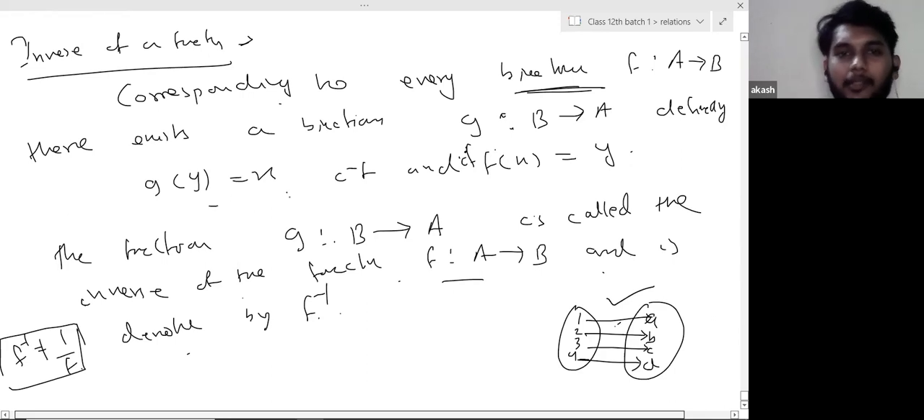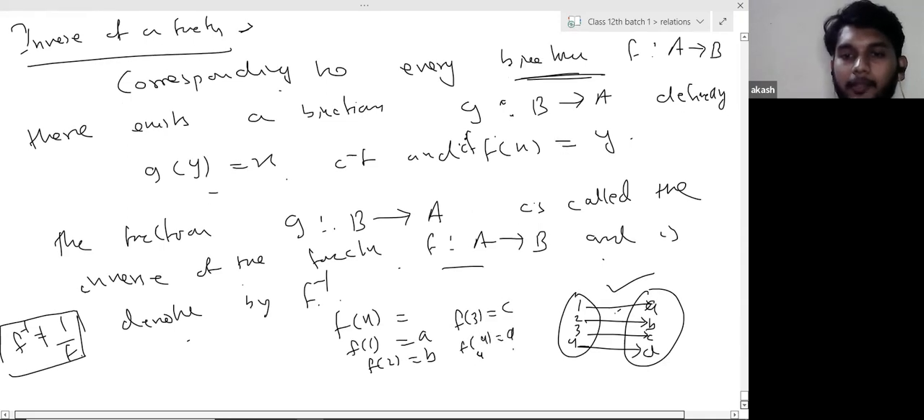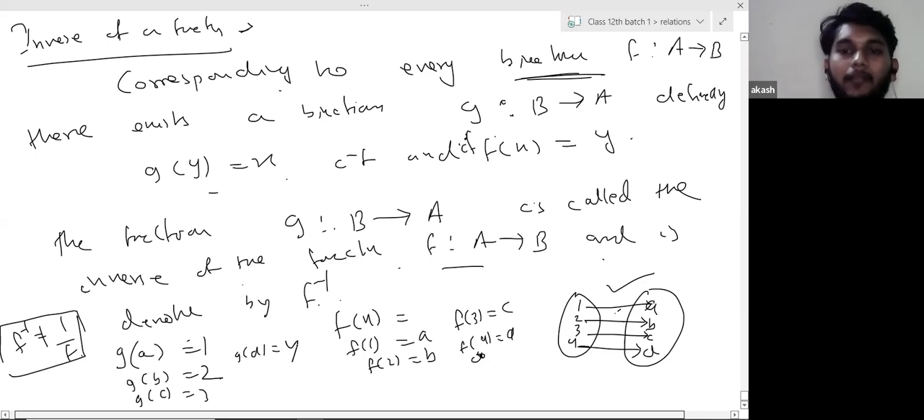This is a very lengthy definition, but nothing is complicated here. They are saying if you have a function f of x such that f of 1 gives you a, f of 2 gives you b, f of 3 gives you c, and f of 4 gives you d, this is the function. There will always be another function g where if you put a, you get 1; if you put b, you get 2; if you put c, you get 3; and if you put d, you get 4. That is why this is called inverse.